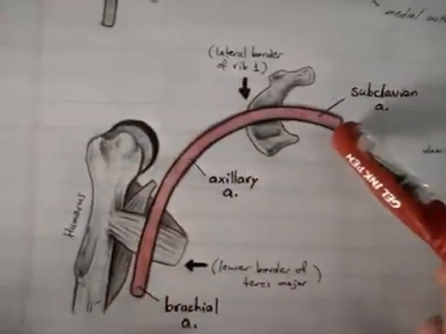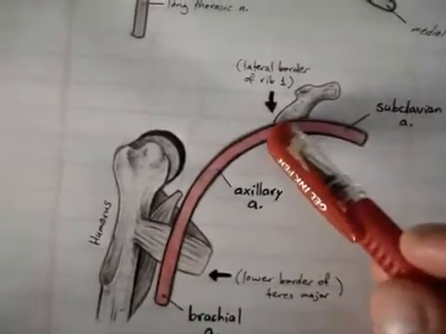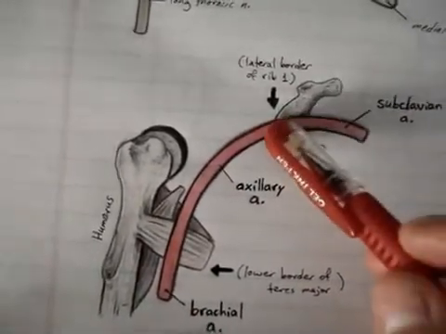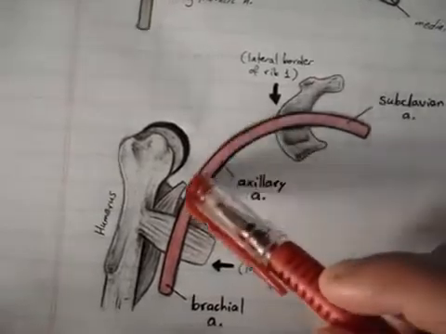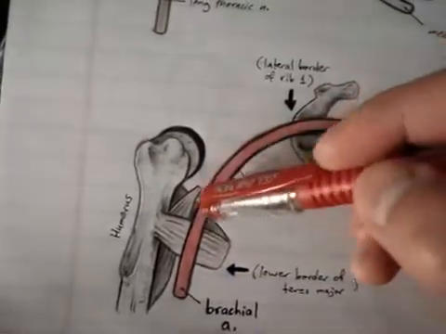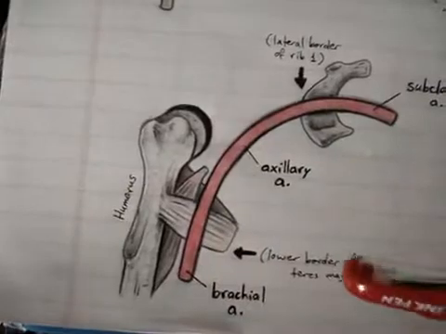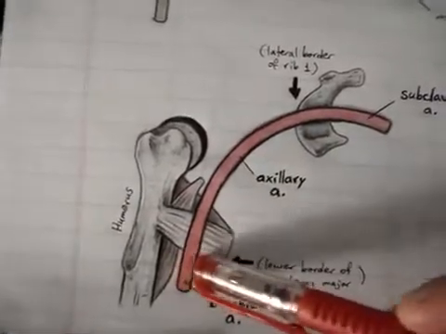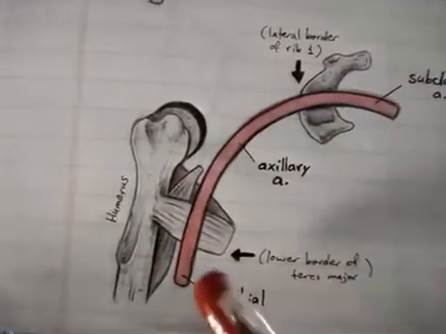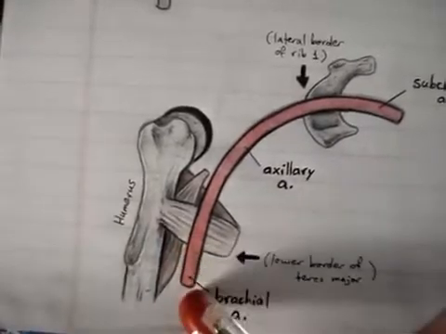So the subclavian artery, once it passes the lateral border of rib 1, is now called the axillary artery. The axillary artery becomes the brachial artery when it passes the lower border of teres major. So somewhere in this area the brachial artery begins.